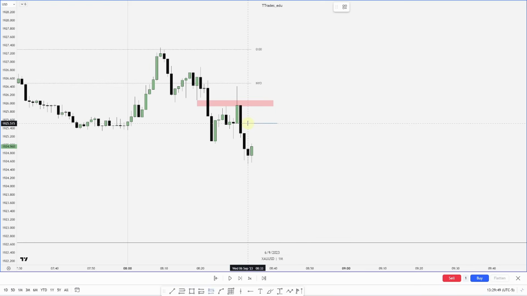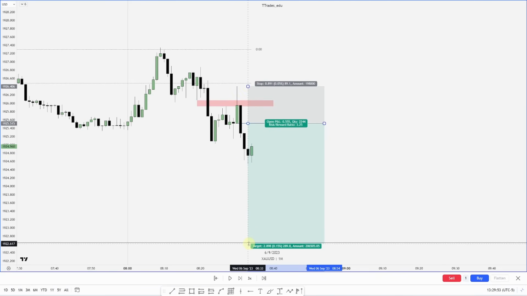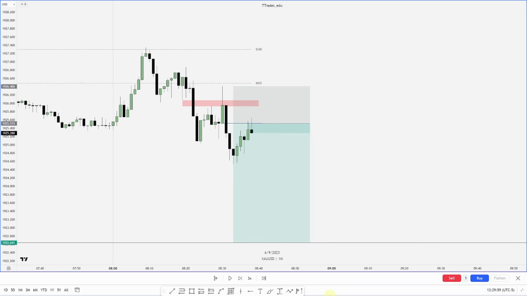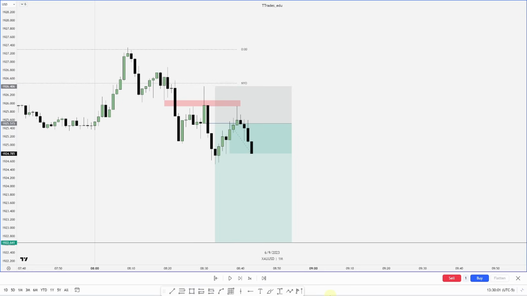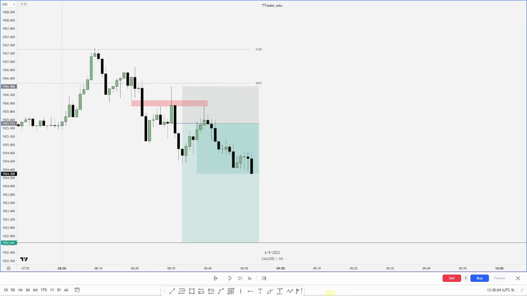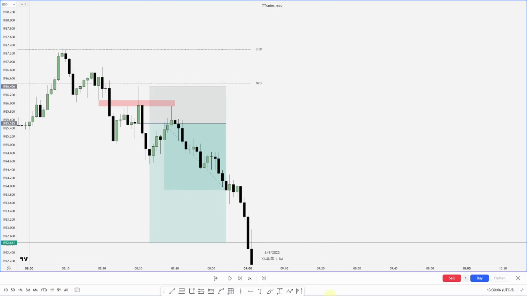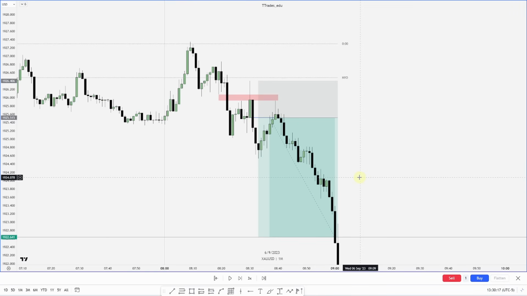right here. So I would be looking for a short setup here, my stop on this high, and then I would be targeting those lows from the hourly chart. So let's see how this plays out. So there we go, 3.23R.